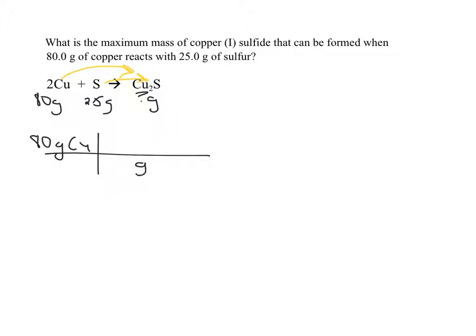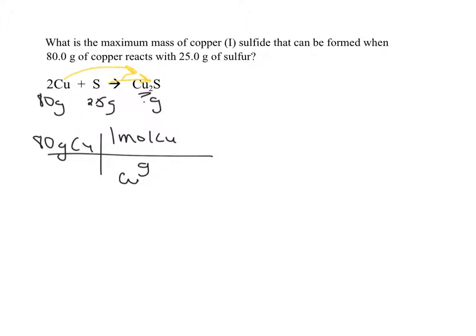We're going to have to cancel out my grams, get it to moles. The molar mass of copper is 63.55. So let's get that number in here. Okay, and now that we have moles, we can use our mole ratio. For every 2 moles of copper, I'm going to get 1 mole of Cu2S.